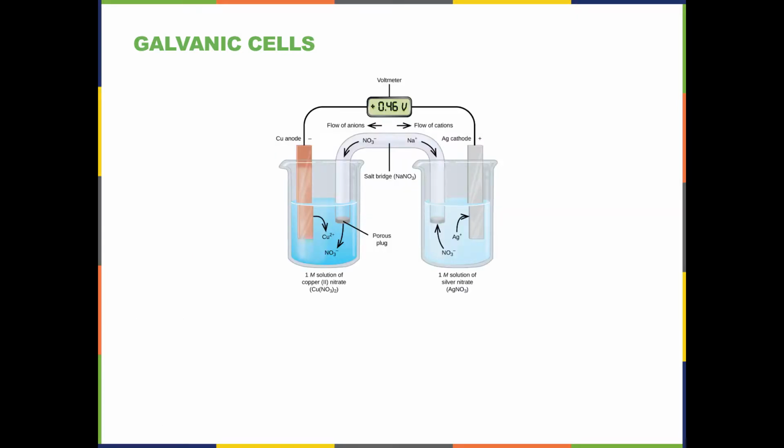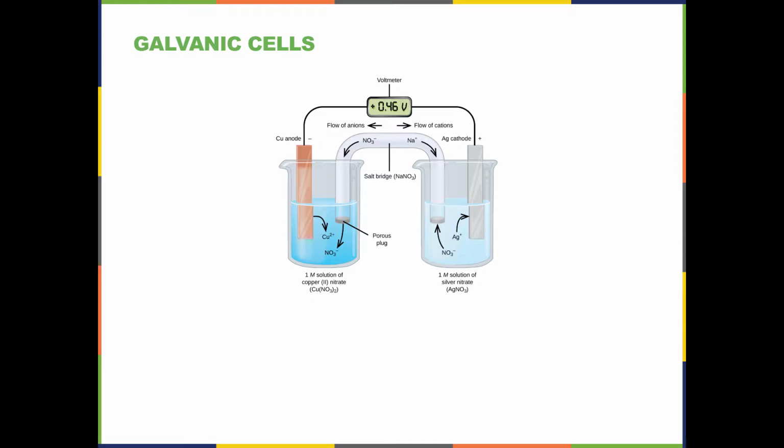Now here's a picture of a stylized, sort of ideal galvanic cell, a stylized version of what you saw on the previous slide. On the left, you have a solution of copper nitrate, which has copper ions. You have a copper strip, and because this is where the oxidation occurs, this is the anode, and it has a negative charge. At the same time, on the right, you have a solution of silver nitrate with a strip of silver.